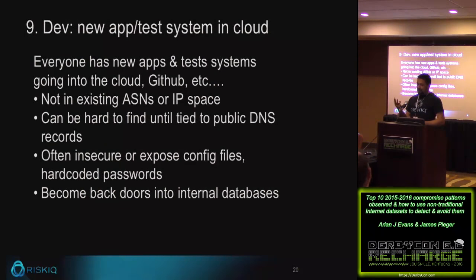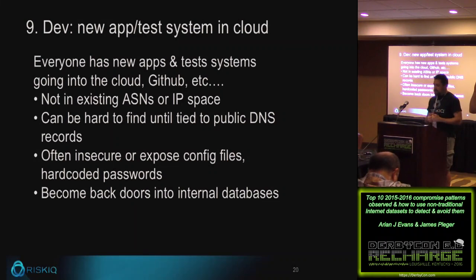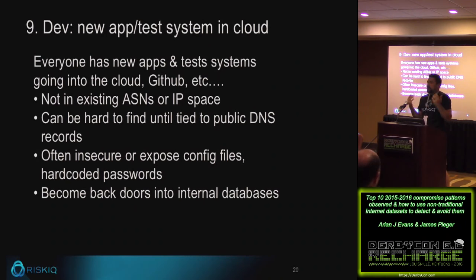The number 3 one, and I expect this will eventually outpace marketing. I think we just don't know how often the number 3 is happening yet, but it's the new dev app in the cloud. It's the new test system that somehow gets plugged into prod. And we see these all the time. They're hard to pick up with our traditional ways we try to do recon on ourselves because they're not in our existing APNs, ASNs, or IP address spaces, and they're often not tied to our existing domain names. They might be living on an IP address for now.